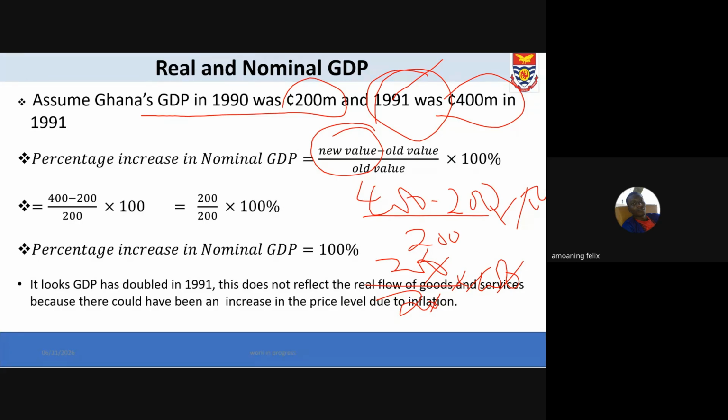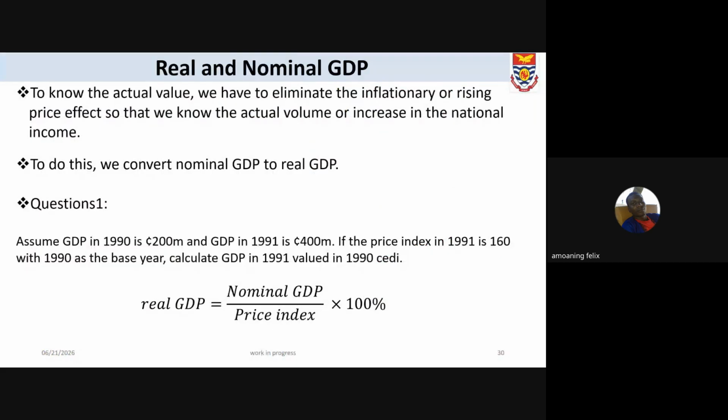It does not reflect the real flow of goods and services, okay? Because there could be an increase in the price level due to inflation. We did not consider inflation. Now, the question went further to ask us to give a deflator. We use a deflator to assess the inflation.